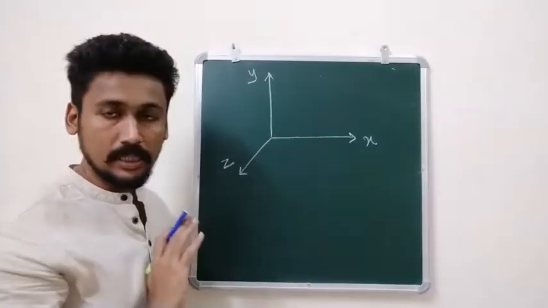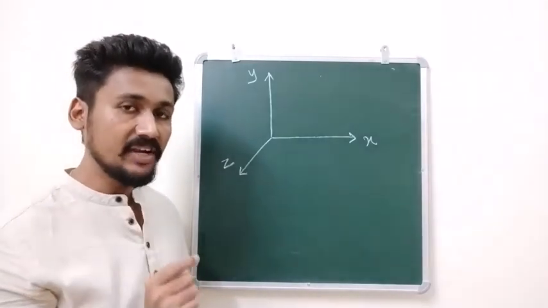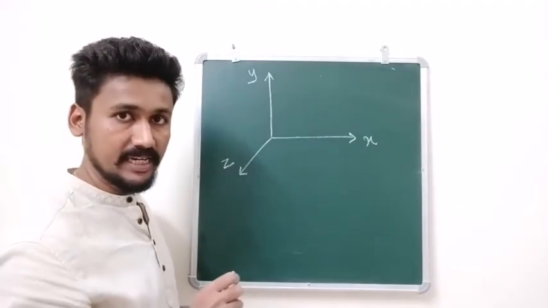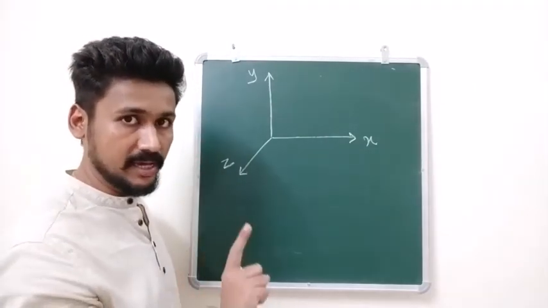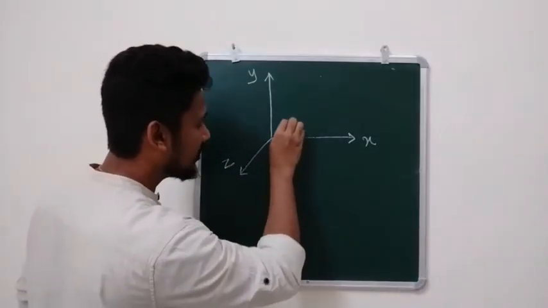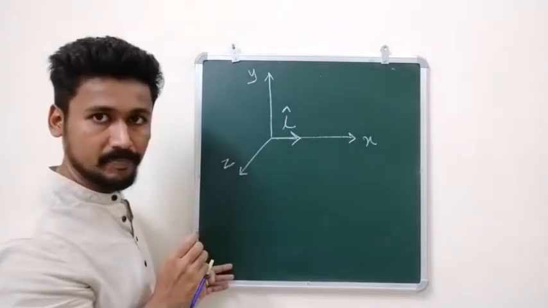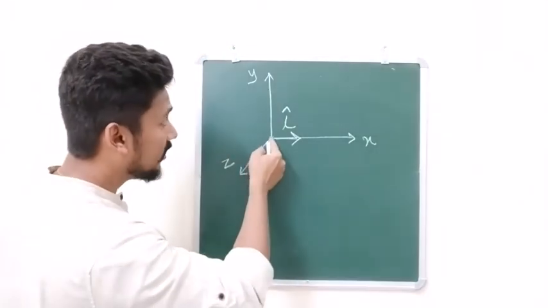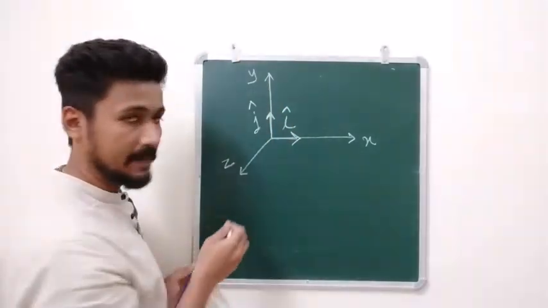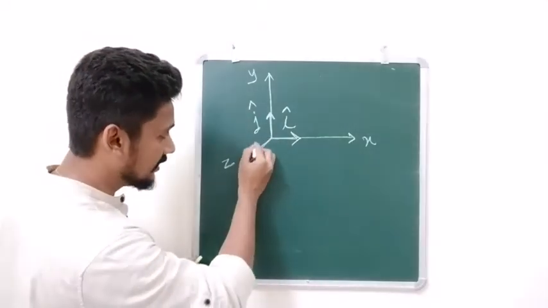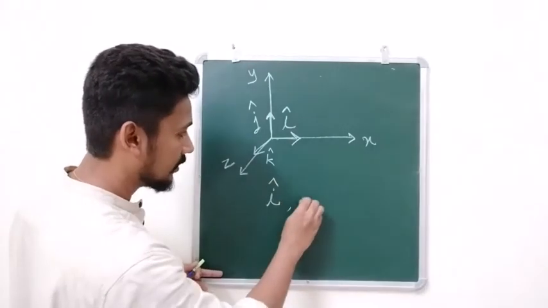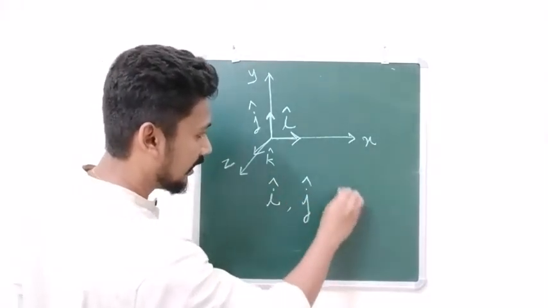Now, to understand this coordinate system in a much better way, we define some unit vectors along these axes. And of course, you know, a unit vector is nothing but a vector having unit magnitude, one magnitude. So, the unit vector along the x-axis is denoted by the symbol i cap, small case i. Then, the unit vector along the y-axis is denoted by the symbol j cap, and along the z-axis is denoted by k cap. Okay, I'll write it here. So, we have i cap, j cap and k cap.